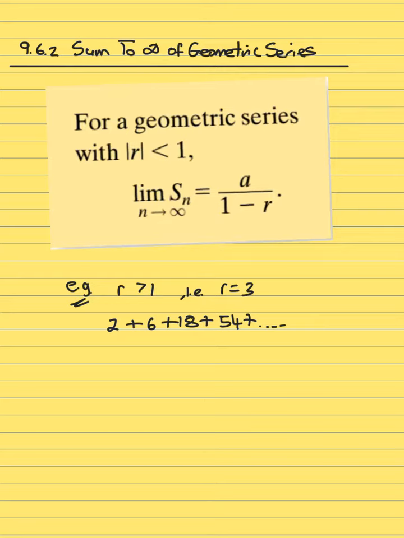So where the absolute value of the common ratio is less than 1, we have this formula. The limit of Sn as n tends to infinity is a over 1 minus r.